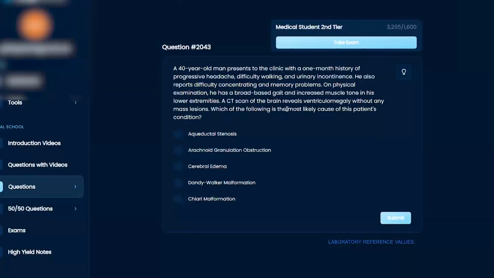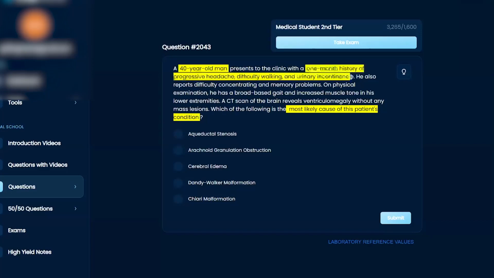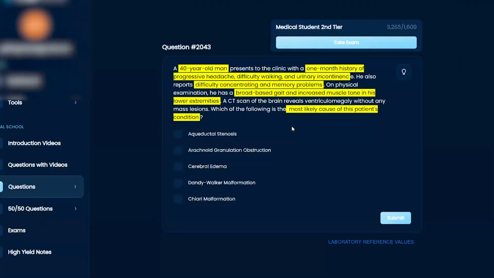Which of the following is the most likely cause of the patient's condition? Aqueductal stenosis, arachnoid granulation obstruction, cerebral edema, Dandy-Walker malformation, or Chiari malformation? A 40-year-old man presents to the clinic with a one-month history of progressive headache, difficulty walking, and urinary incontinence. He also reports difficulty concentrating and memory problems. On physical examination, he has a broad-based gait and an increased muscle tone in his lower extremities. CT of the brain reveals ventriculomegaly without any mass lesions.